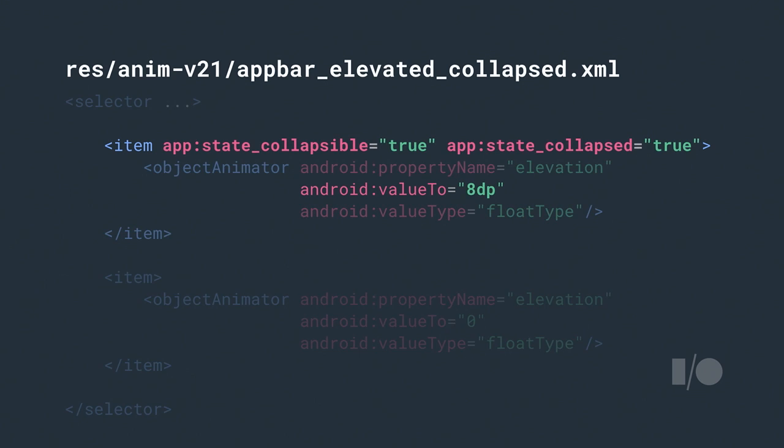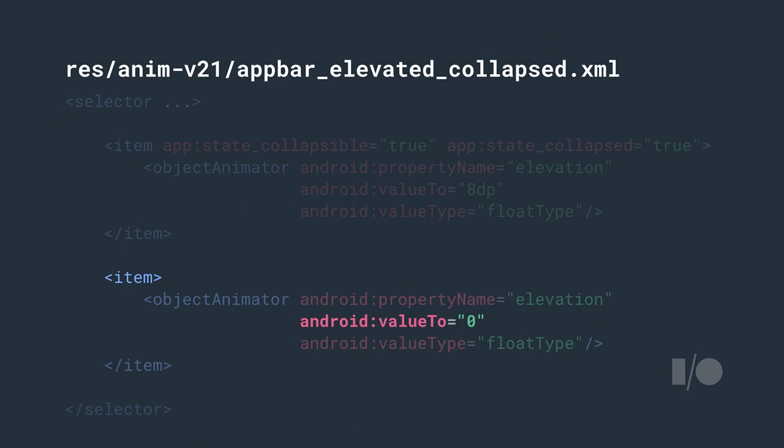The first is run when we have some collapsible content, and it is also collapsed. So if you think back to the scenario, at that point it needs to be elevated, which means that we animate the elevation up to 8 dip. Now, it could be any value, whatever you want. Look at the spec for the actual values you should use. We're just going to use 8 dip as an example.